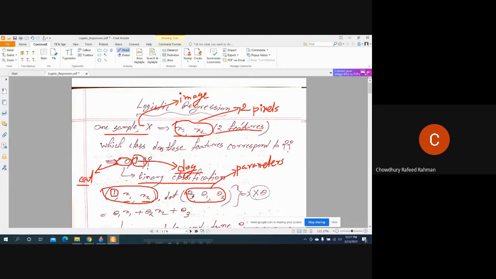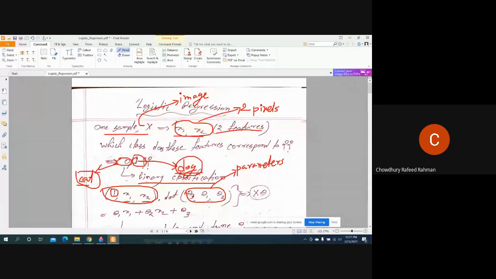Suppose you have an image in a mobile phone. Now, how many pixels are there in that image? Megapixel range mobile phones actually contain a lot of pixels, 10 to the power 6, 10 to the power 7, such kind of pixels they contain. Now, that image can be either of a cat or a dog, right?